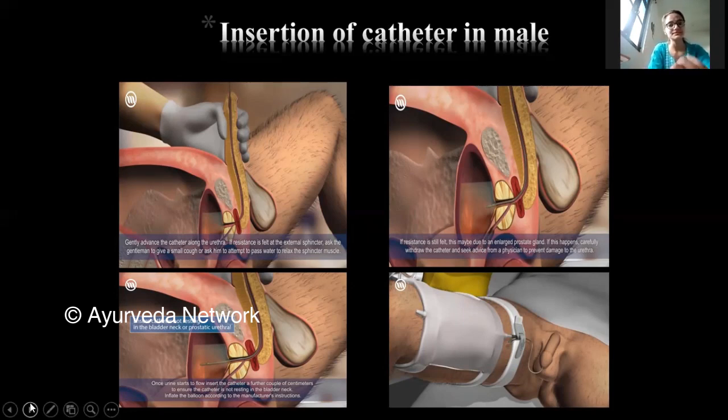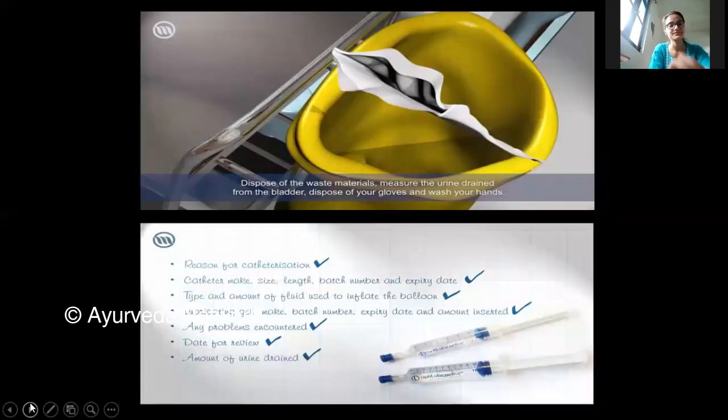After you have fixed the catheter to the thigh of the patient, you are going to place the urobag below the level of the bladder. Now, why would you do that? Of course, you let gravity work and let the urine drain out into the urobag.